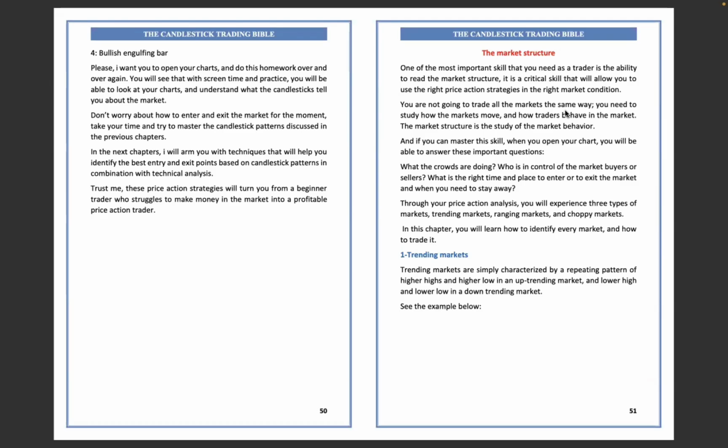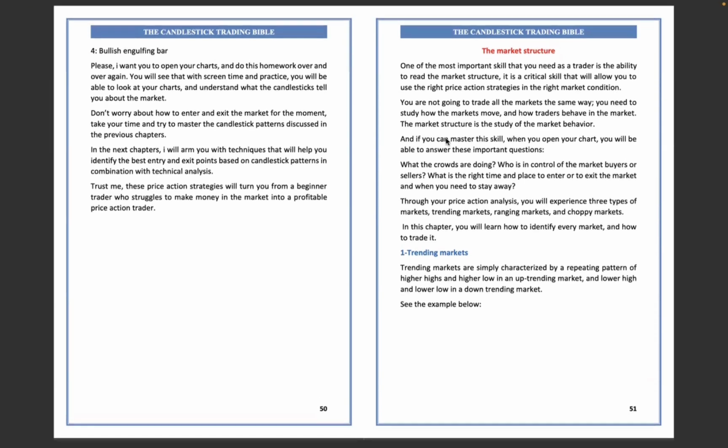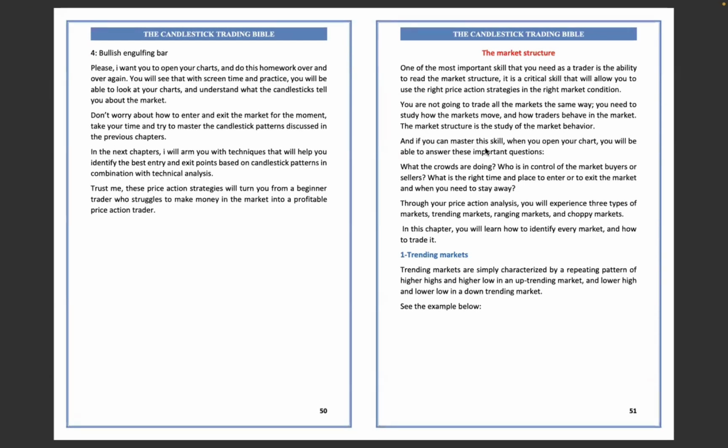So we'll go into it briefly, but it says if you master the skill, when you open your chart, you'll be able to answer these questions. What are the crowds doing? Basically, who is in control of the markets? Is it the buyers or the sellers? What is the right time and place to enter or take the trade? And through your price action analysis, you will experience three types of markets: trending, ranging, and choppy. So we have three types of markets. We have a trending market.